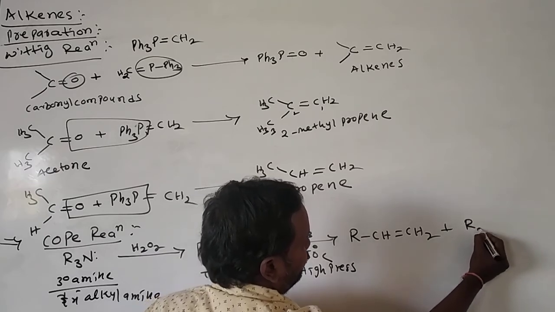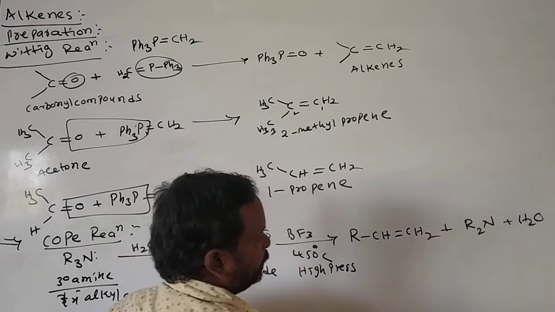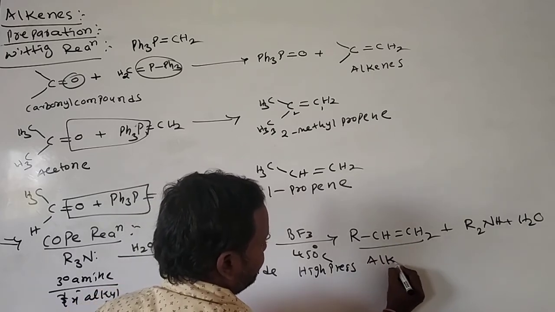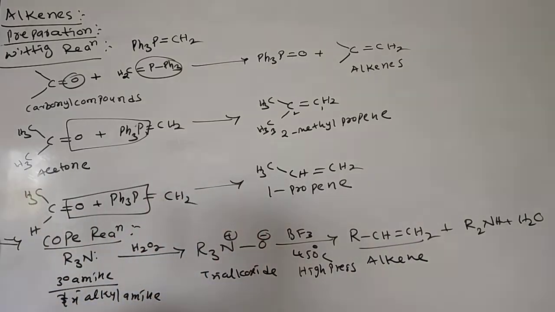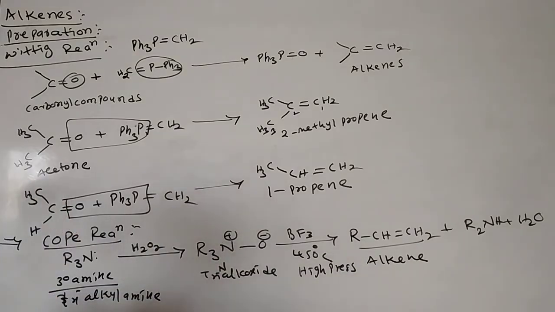Along with the alkene, we get R2NH and water. Here we get alkenes. This is one specific reaction. From tertiary amines, when they react with hydrogen peroxide, we get the tri-N-alkyl oxide. After that, at high pressure, in the presence of boron trifluoride at 450 degrees centigrade, we will get the alkenes. This reaction we call the Cope reaction.